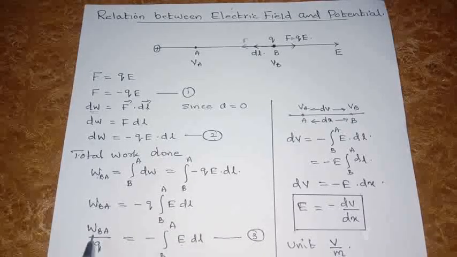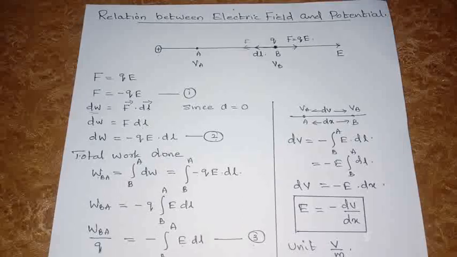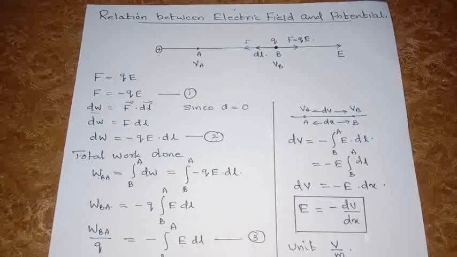We already studied this particular term, WBA by Q, in the previous section. We studied that this is nothing but the work done to take a unit charge from B to A. That means it is the potential difference between A and B. So WBA by Q is equal to VA minus VB. This we already studied in the previous section. Put this as equation number 4.